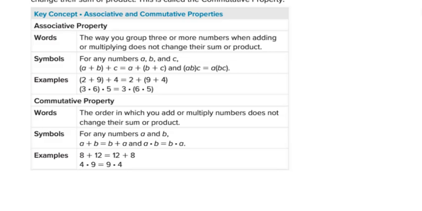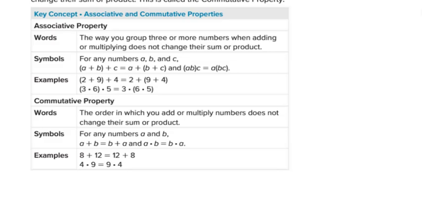So once again, they have some examples here in this table, which will kind of help us see what it looks like. So associative property. The way you group 3 or more numbers when adding or multiplying does not change their sum or product. For any numbers a, b, and c, (a + b) + c equals a + (b + c). So it's saying with associative property, you can change what your parentheses is around, and you'll still get the same answer. So they show that here down in examples.